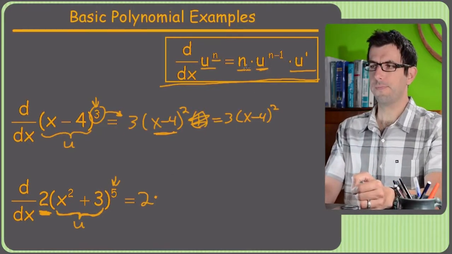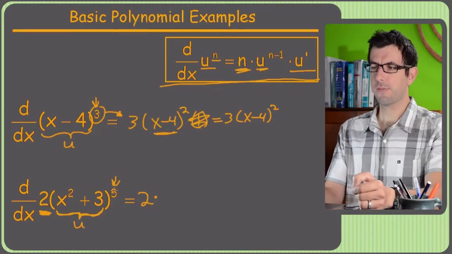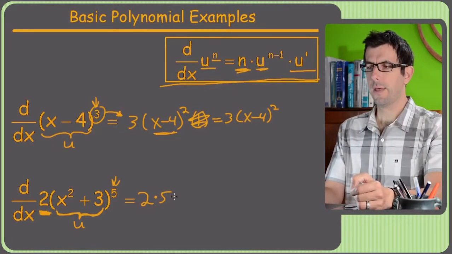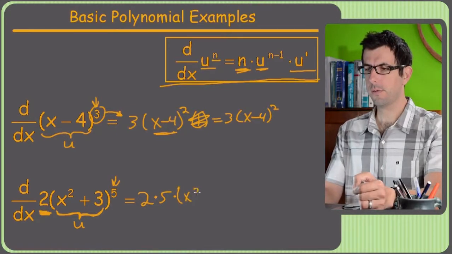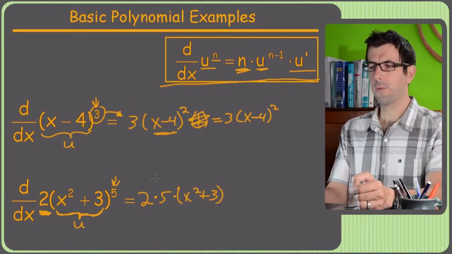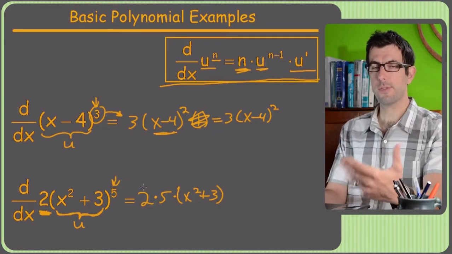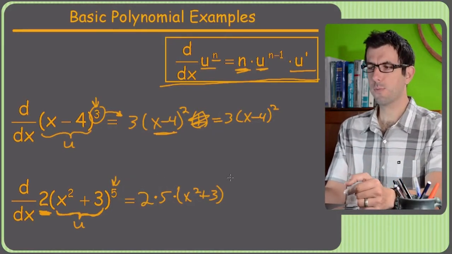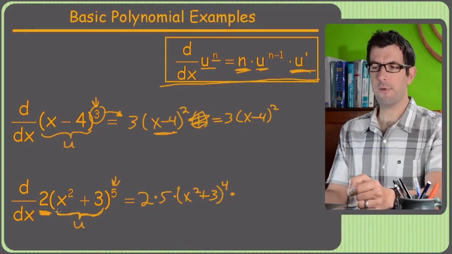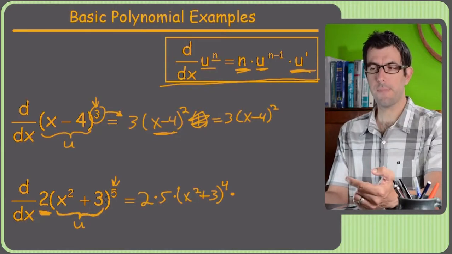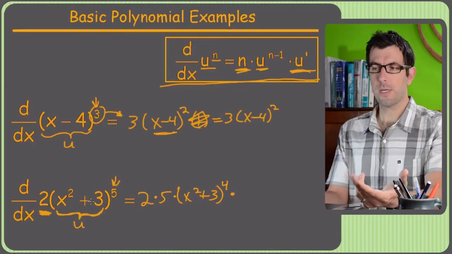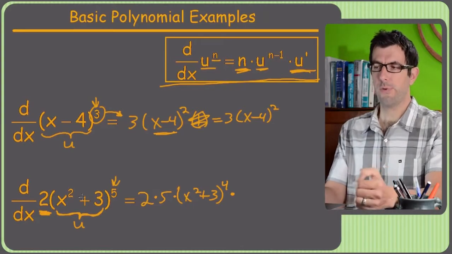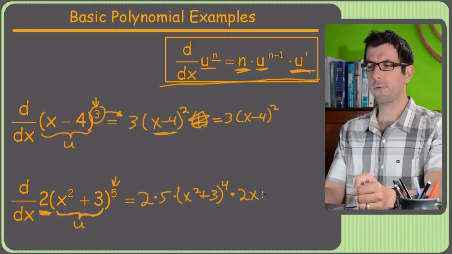So what's the formula? Take the old exponent, which is 5. Then we're going to put u, again, same as it was. Then we're going to raise it to a new power, which is just 1 less than the old power. So 5 minus 1 is 4. And now we don't want to forget our u prime. So what's the derivative of our u, which in this case is x squared plus 3? The derivative of 3 is 0. The derivative of x squared is 2x.